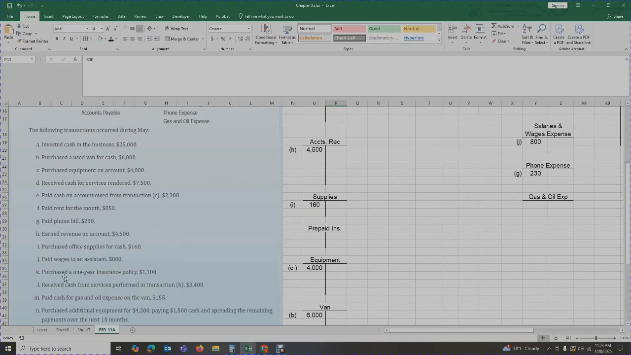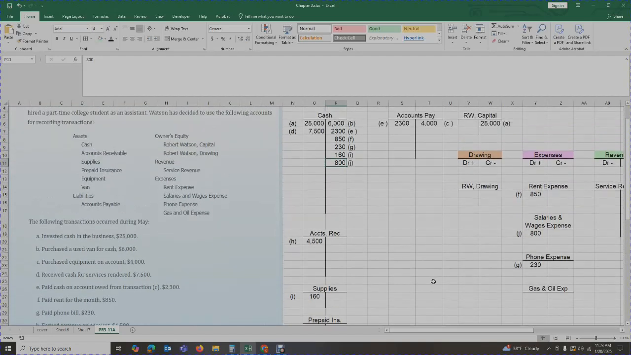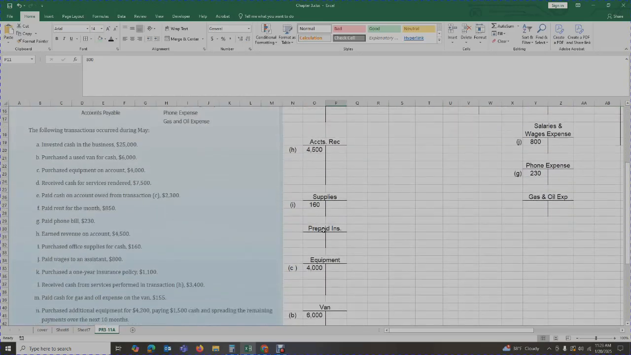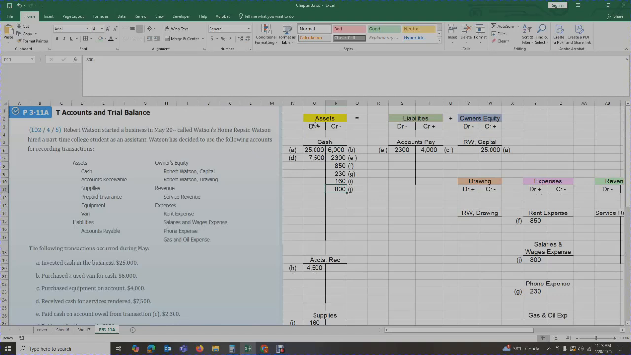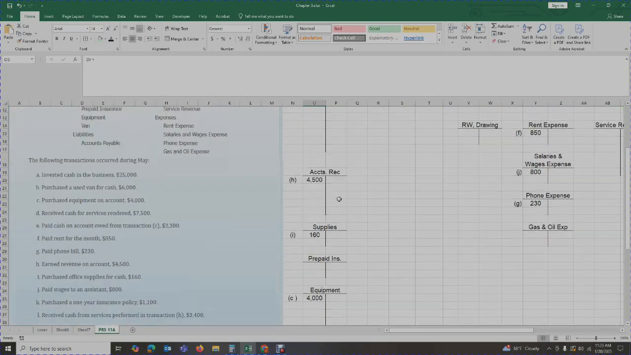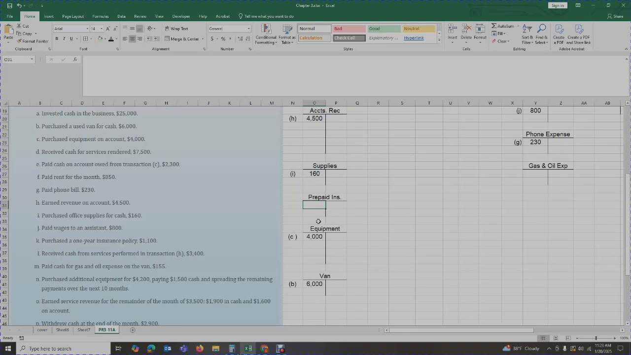Letter K. You purchase a 1-year insurance policy, $1,100. Okay, so we bought a policy that would go under prepaid. So now do you have more or less of the policy? Well, you bought a policy, so that means you have more. So we're going to increase our prepaid by the amount of 1,100. This is letter K.